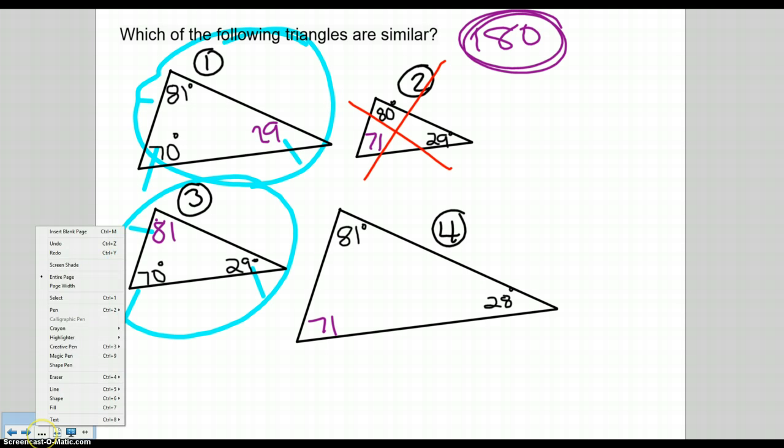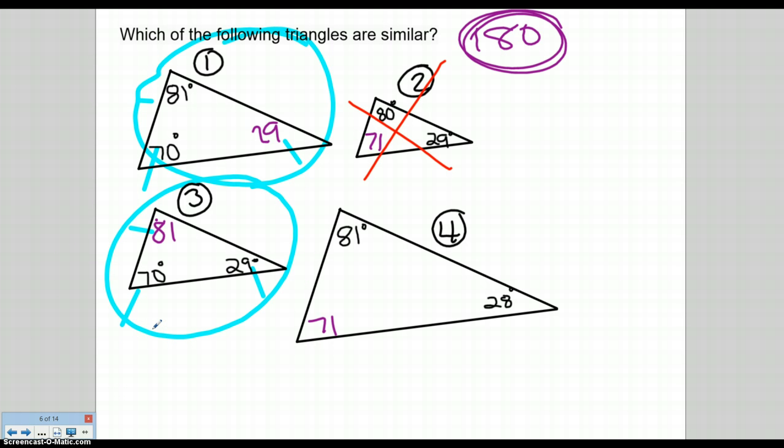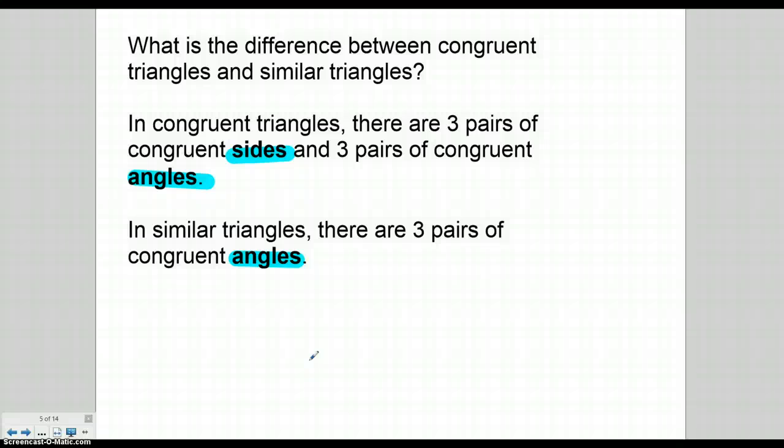Let's check triangle 4 just to be sure that we might not have 3 similar triangles. Well, we have 81 and 81. That's good. But then we have 28 and 71. 28 and 71 are not congruent to 70 and 29. So triangle 4 is not similar to triangle 1. So triangle 1 is similar to triangle 3 because, looking back, there are 3 pairs of congruent angles.